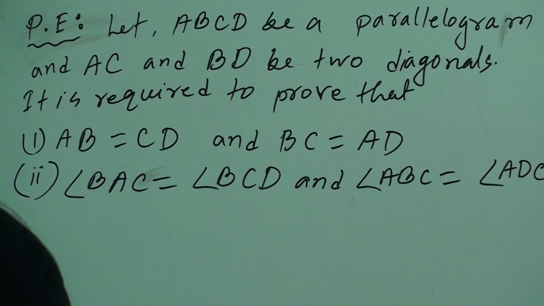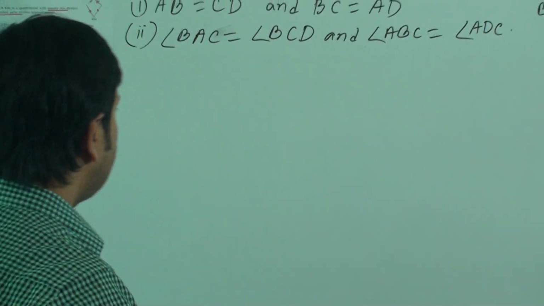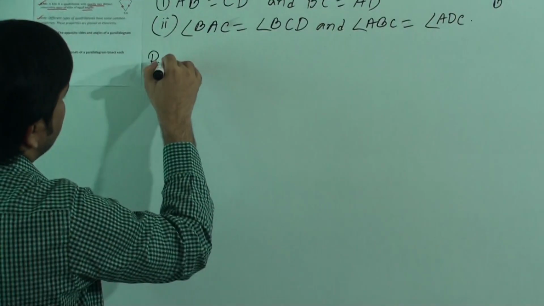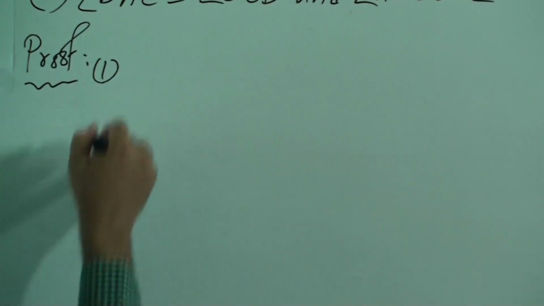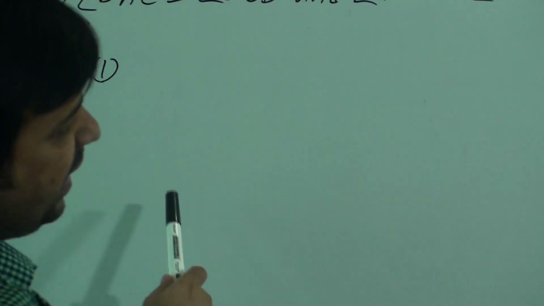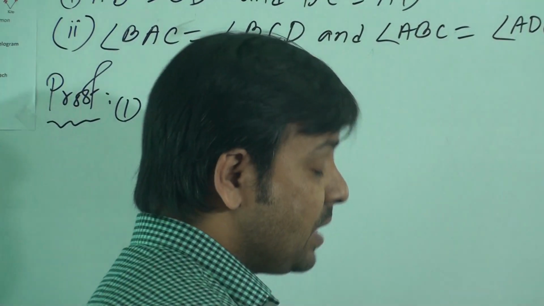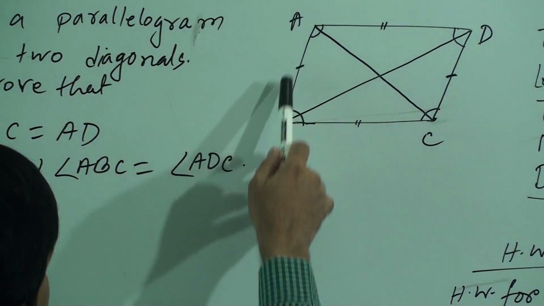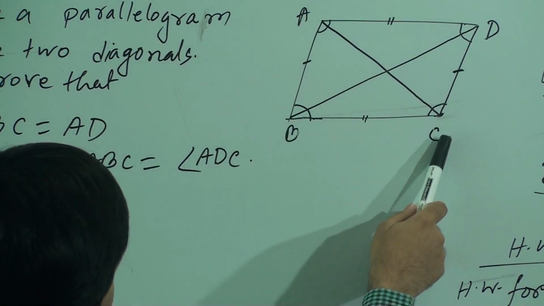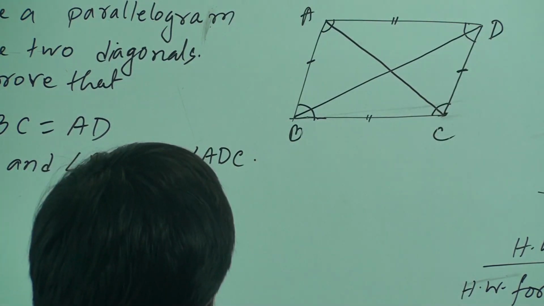For this proof, construction is not needed here. So directly I will go to the proof. How can I prove? Now see step 1. I will write the step here, and I will write the justification in brackets, and you will try to understand from the figure. Here, AB and CD are parallel.